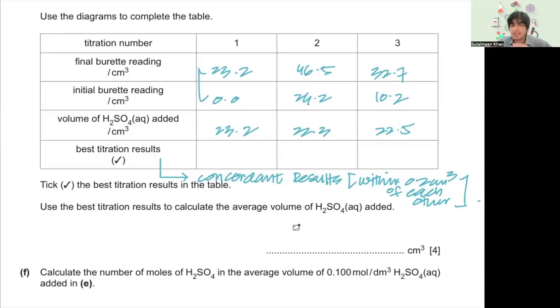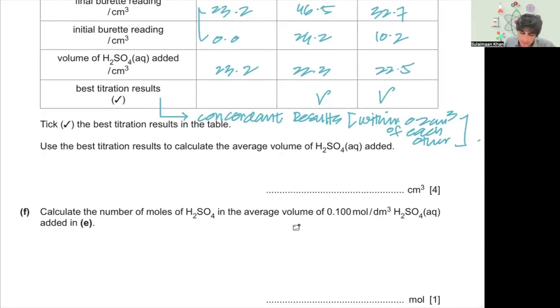Because what happens is, the one titration we do first is called the rough titration, which we do quickly. Then we do two titrations a bit more gently so that we know where to turn the tap fast and where to slow it down, right? So one is 23.2, then 22.3 and 22.5. These are the two closest to each other, so I'll put a tick here and a tick here. And then use the titration to calculate the average volume.